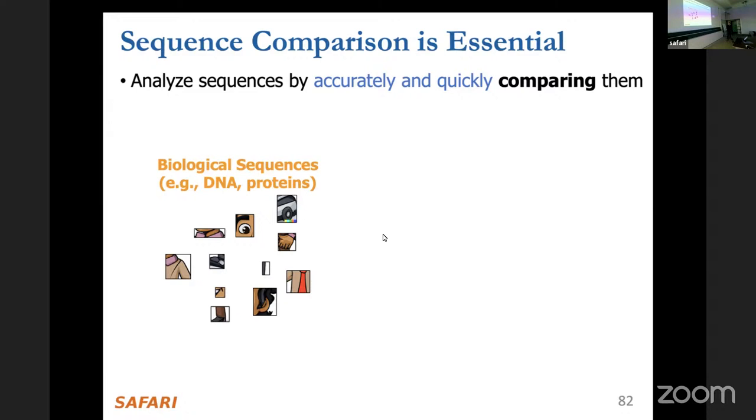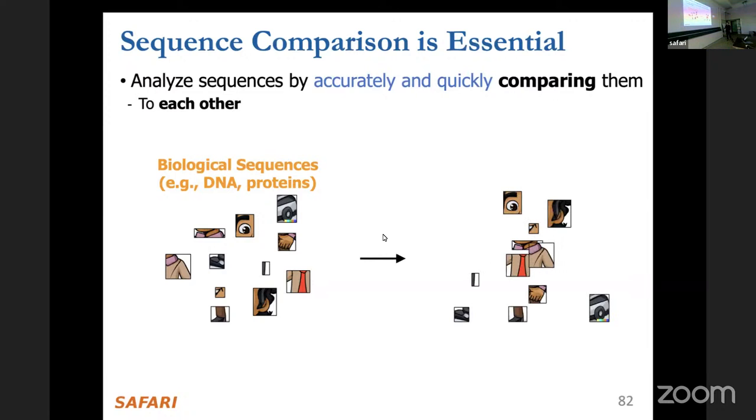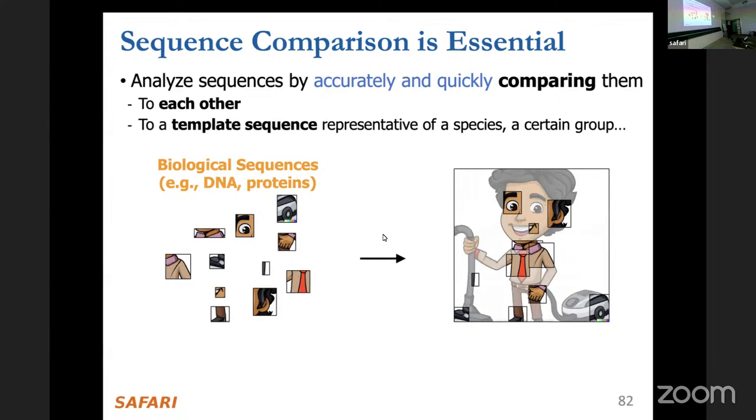You can assume these are the biological sequences, right? These are the fragments of your DNA that are sequenced. And the goal is essentially to solve a puzzle somehow. Then you can do this analysis by comparing these pieces to each other so that you can see how they match together, so that you can see what this individual looks like. Or that could also be a template sequence, maybe representative of a certain species, that we call a reference genome.